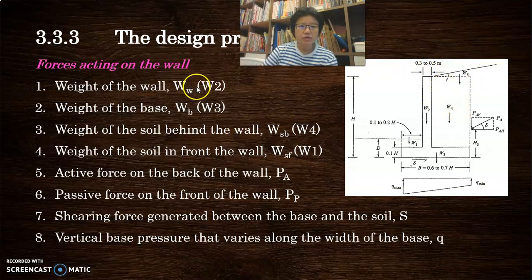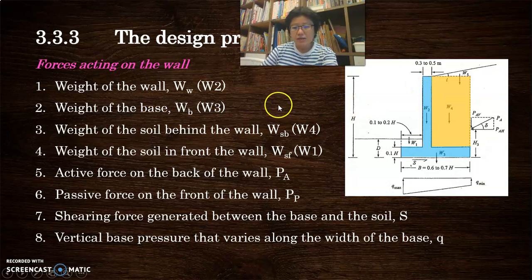Now, first and foremost, we have the weight of the wall itself, right? When I say the weight of the wall, we are talking about W2 and W3, the stem and also the base, okay, got it? And then we move on to the weight of the soil that's sitting on the wall. Now, W4, do you think it's going to contribute to the stability of the wall, or is it going to be bad for the wall? You are right, it is adding on to the self-weight of the wall, hence it's going to be good for the stability of it.